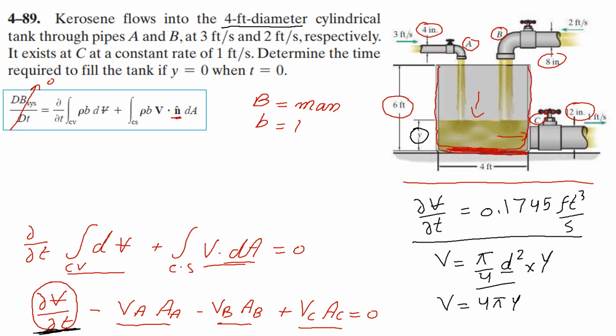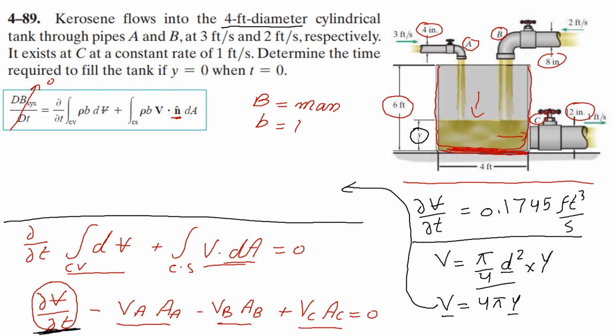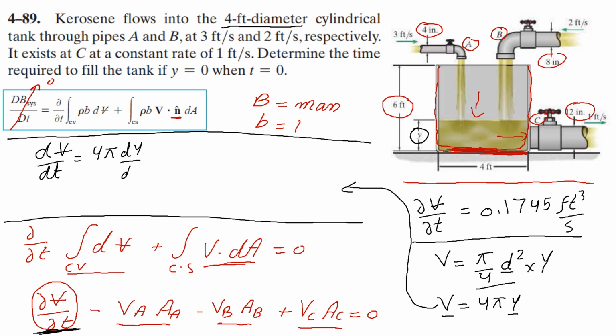So I am going to take a derivative with respect to time of both sides. I am going to differentiate this volume with respect to time and this value of y with respect to time, and from that I am going to calculate my time. So let's do it in this space. I take it as dV by dt equals 4 pi dy by dt. I know the value of my dV by dt, that is this value, so I can put it here: 0.1745 equals 4 pi dy by dt.